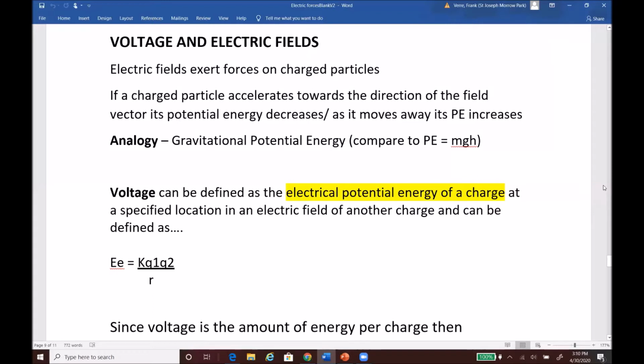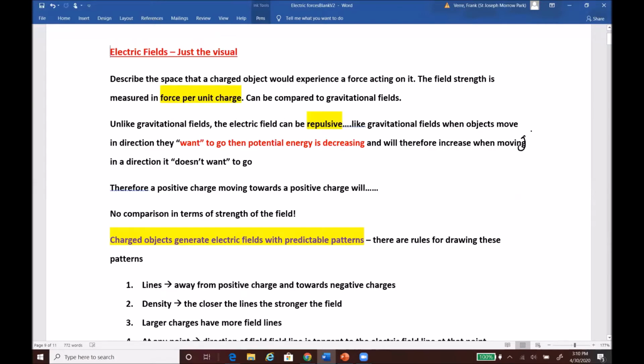Okay, so electrical potential energy, you can actually calculate it in a similar way as we did with gravitational potential energy. In grade 11, we talked about calculating it as a function of mg delta h. But in the previous unit, we were able to derive an equation for gravitational potential energy.